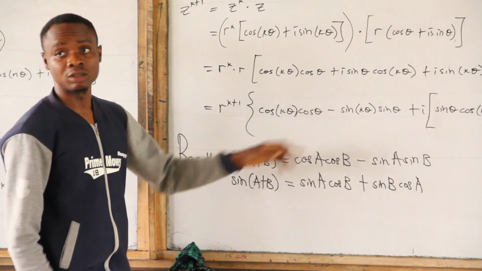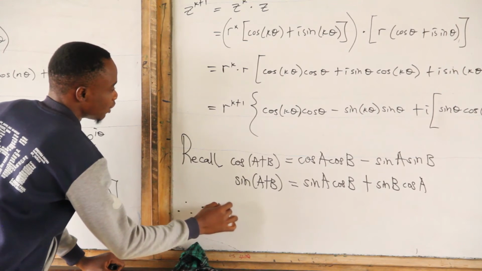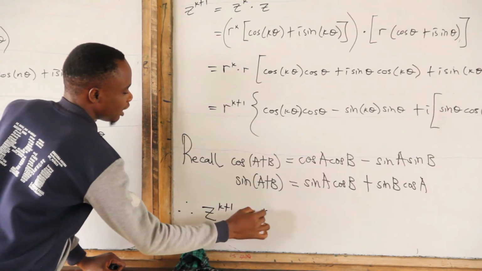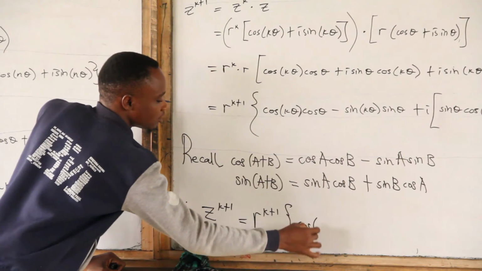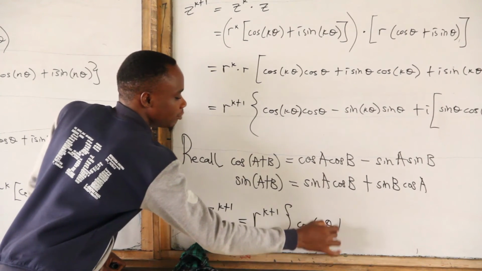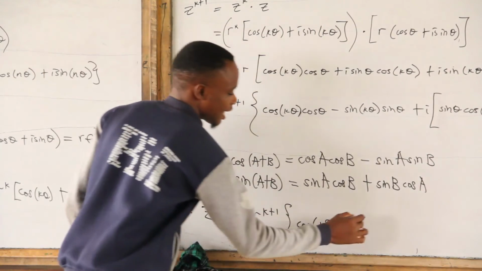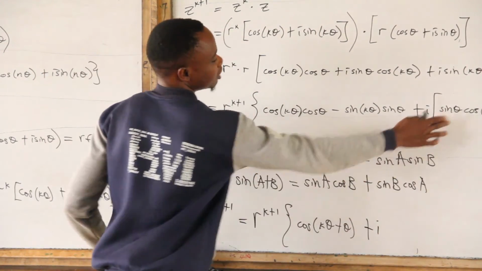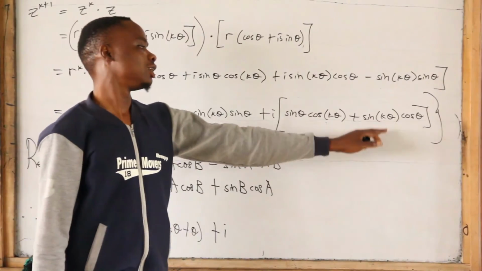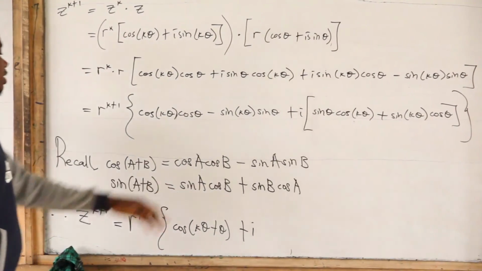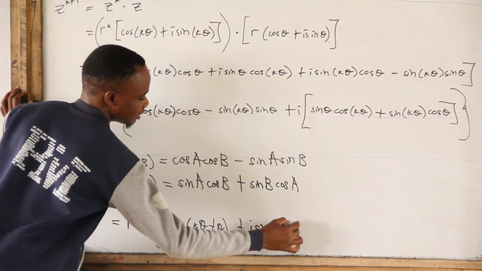Is it making sense? So therefore, z raised to the power k plus 1 is equal to r raised to the power k plus 1 into cos, what I have here is cos of k theta plus theta, is it clear? Plus i, so what I have here also is what? Sine A cos B, so that's sine theta cos k theta plus sine k theta cos theta. That's going to be sine of k theta plus theta. Is it making sense?